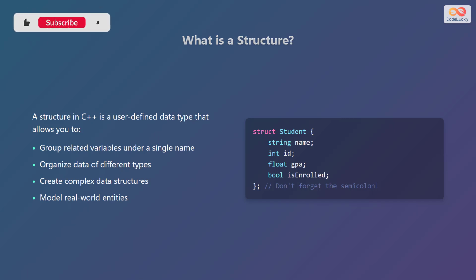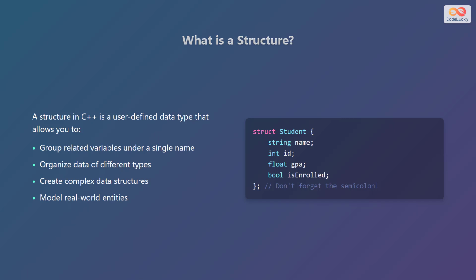So, what exactly is a structure? In C++, a structure is a user-defined data type. It lets you group related variables under a single name. Structures can organize data of different types, allowing you to create complex data structures and model real-world entities.